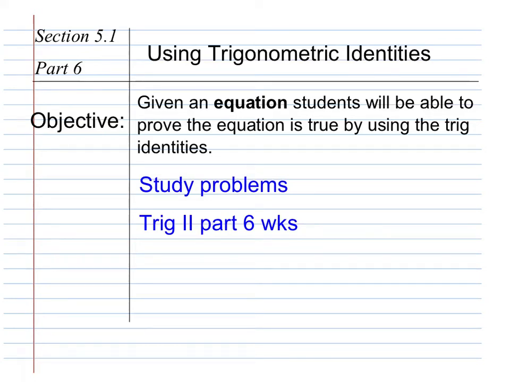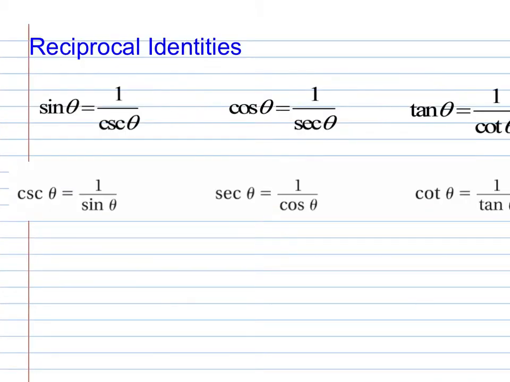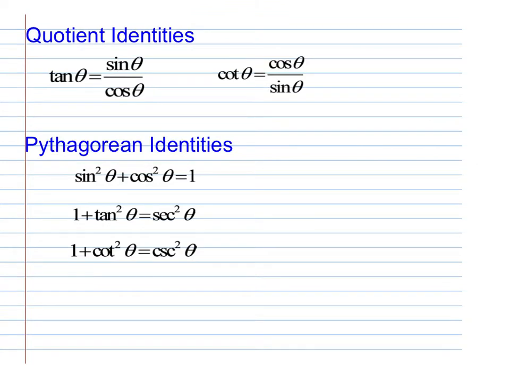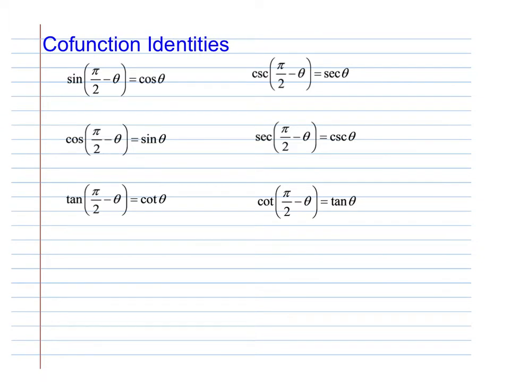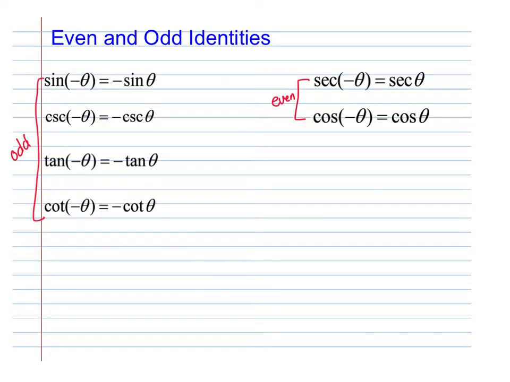So this is our last section, part 6, before we start reviewing and getting ready for the quiz and test or whatever we do. We're still using our reciprocal identities, which are all of these. We are still using the quotient identities and Pythagorean identities, but now we're going to introduce the cofunction identities. They look a little scary, but honestly they're super easy. And the even and odd identities.